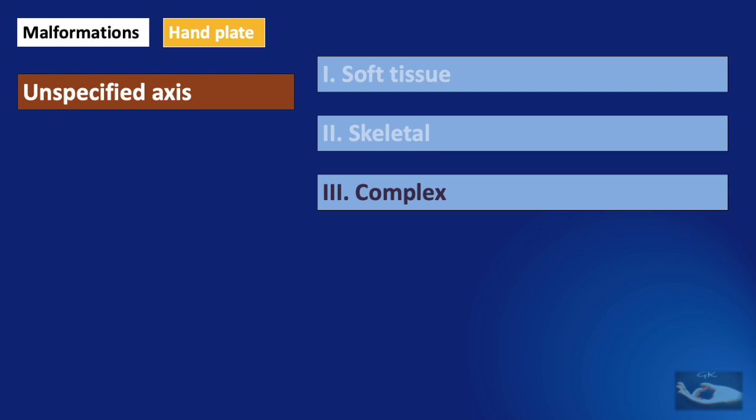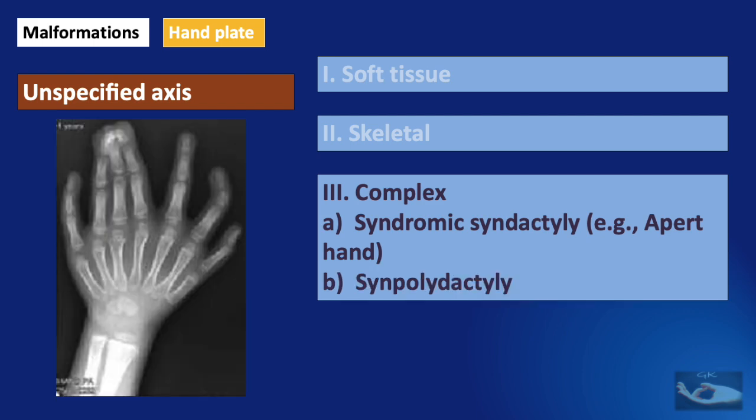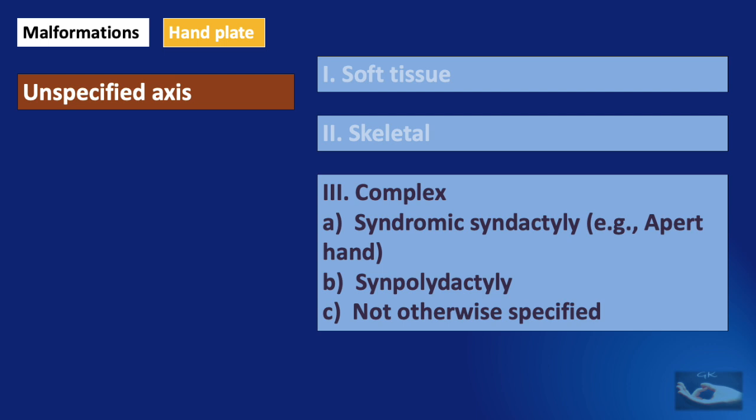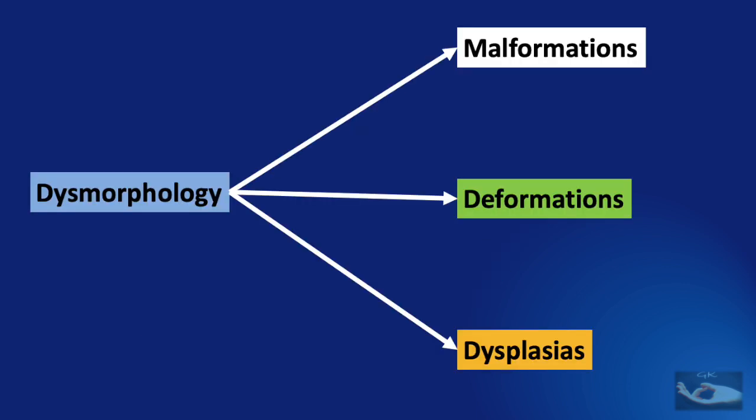Complex involvement of unspecified axis causing malformation in the hand plate could be a syndromic syndactyly, for example the Apert syndrome hand, a synpolydactyly where there is a syndactyly but there is a duplication of fingers within the syndactyly, or any other malformation that is not otherwise specified. So now we have seen the classification of malformations which could involve the entire upper limb and the hand plate. Having completed understanding the classification of malformations, we shall now go into the classification of deformations.